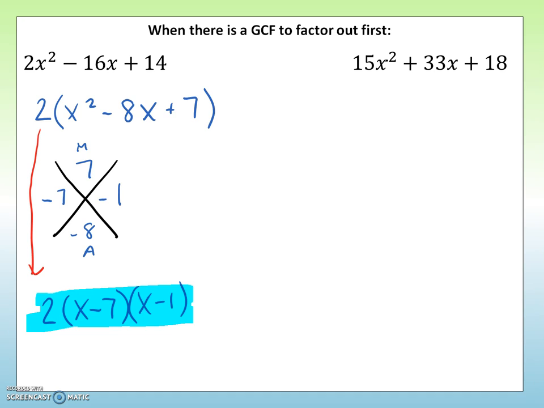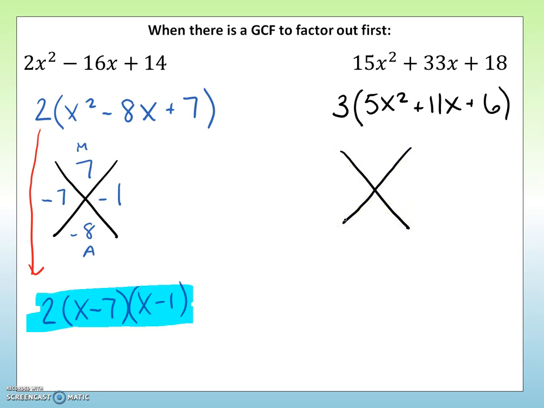15x squared plus 33x plus 18. If you notice, our GCF that we need to always factor out first is a 3. So when you factor 3 out of each term, you're left with 5x squared plus 11x plus 6. Okay? Now we notice that this inside is a trinomial that we can factor more. So using the methods that we did, organize our work and go for it.